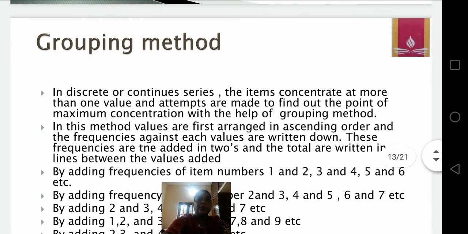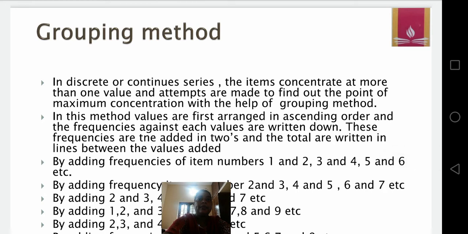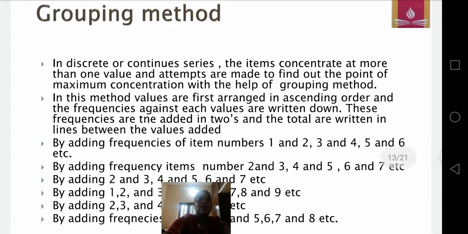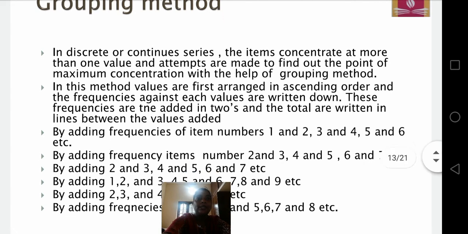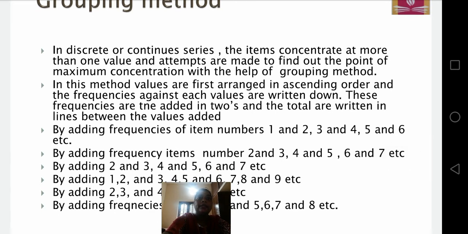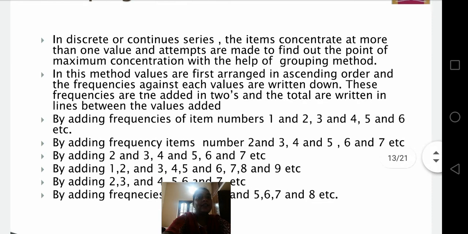Whereas coming to the grouping method, it is applicable to both discrete and continuous series. When the items are concentrated at more than one value in the series, it is very difficult to identify the mode. So we arrange values in ascending or descending order, and then each one will be added in twos. The totals are written between the lines. First I will discuss the steps, then with an example I will explain to you.